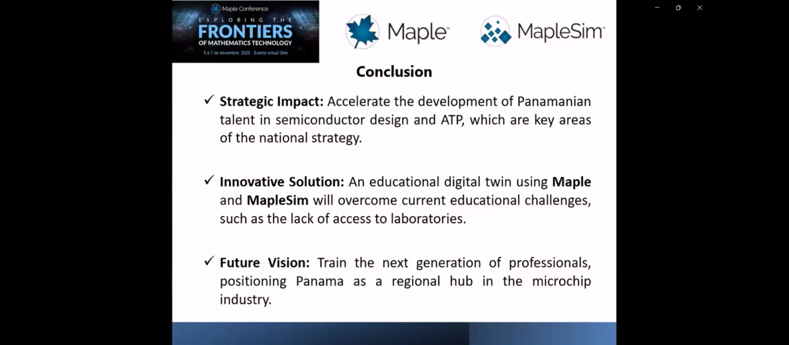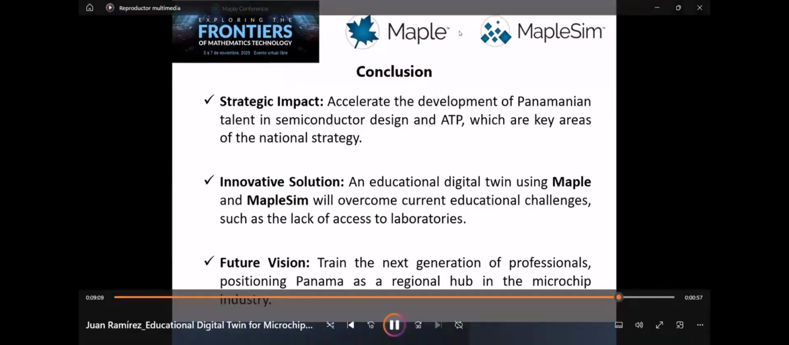In conclusion, this dream is an innovative and strategic solution for Panama and other Latin American countries. By using the Maple and MapleSim digital twin, we overcome current educational challenges, accelerating the development of Panamanian talent in semiconductor design and EDA. Our vision is clear: to train the next generation of professionals and in doing so position Panama as a regional hub in the microchip industry.